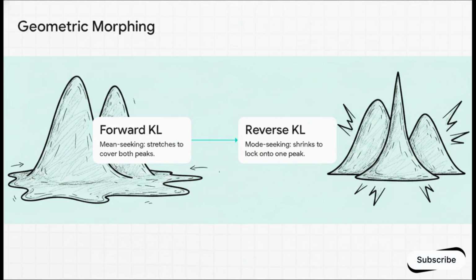But if we optimize using reverse KL, the rules completely flip. The model is penalized if it puts mass where reality has none, so the model violently shrinks. It completely ignores one mountain and sharply narrows to lock onto just a single peak to stay safe. We call this mode seeking.